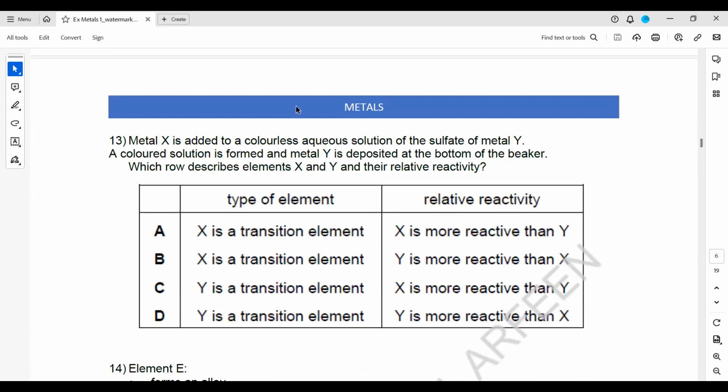Metal X is added to an aqueous solution of sulfate of Y. So we have metal X and we add it to the sulfate solution of Y. A colored solution forms and metal Y forms, meaning it will form X sulfate and it will form Y. Because this is a colored solution, it gives an idea that X is a transition metal, because transition elements or transition metals form colored compounds. So X should be a transition element. Why? Because it forms X sulfate and that is a colored compound.